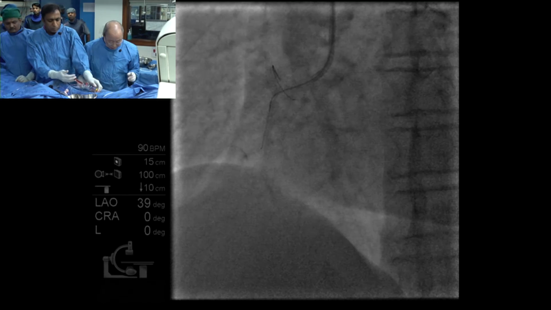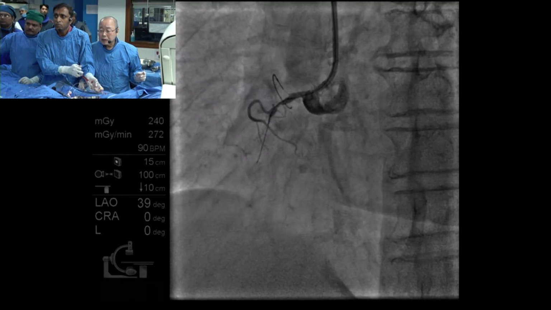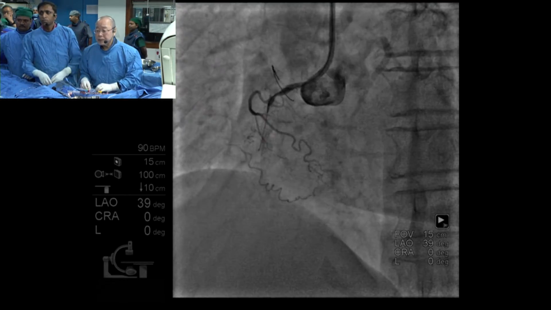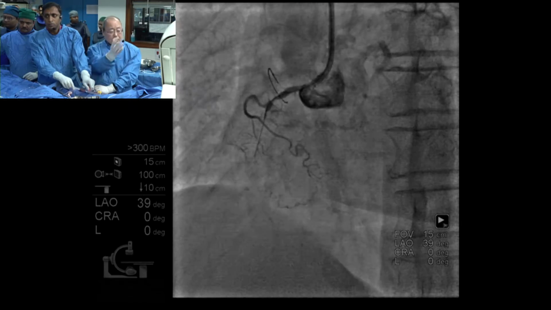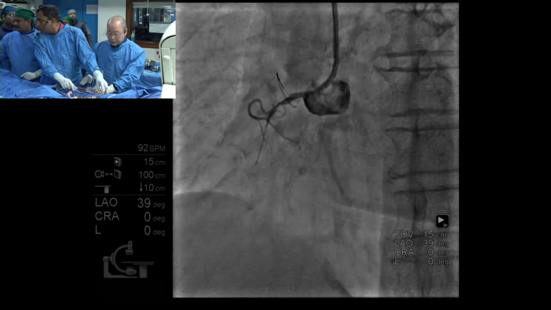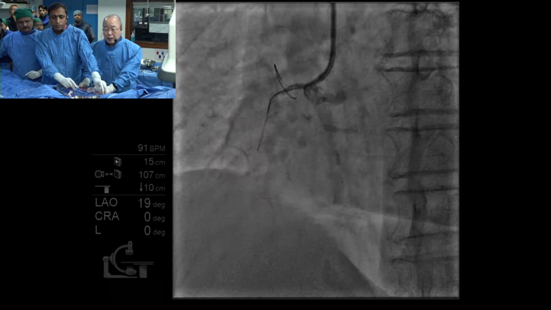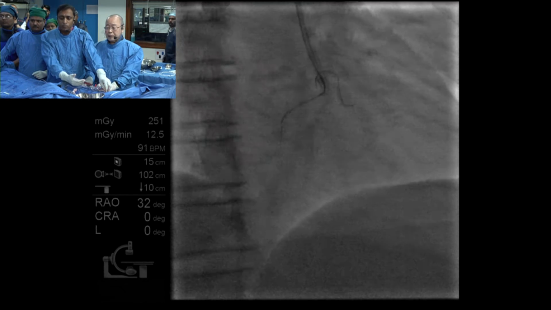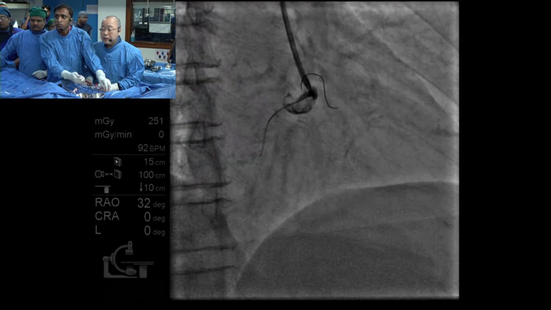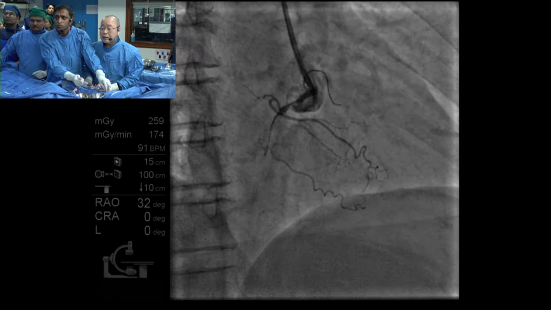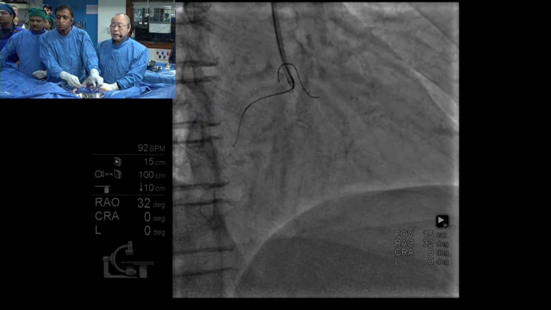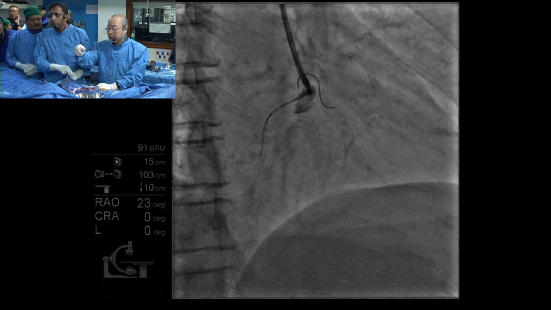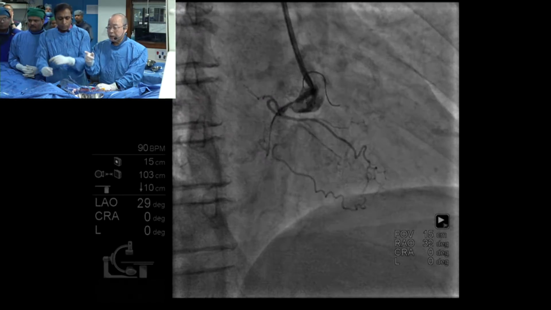Okay, shall we take a picture? Yeah, this is subintimal, right? Yeah. In this approach, once the wire goes subintimal, what's the plan? Do you want to put in an extra wire, another wire, or just use the same wire? I want to try the same wire. Okay. This projection is good. Okay, come back and replay the previous one.